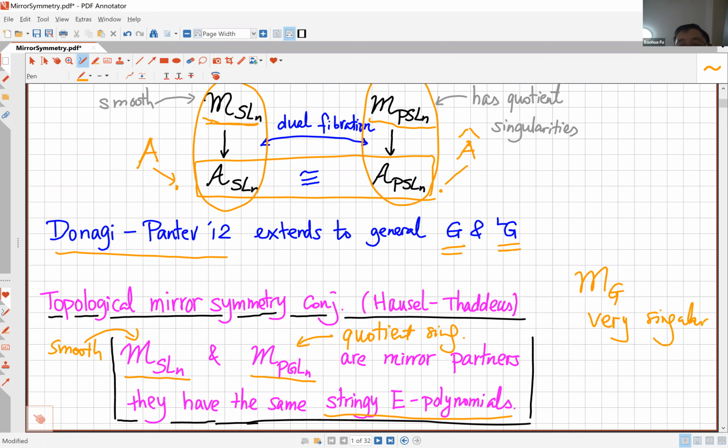It's so singular that we cannot define this stringy E polynomial. So to define this stringy E polynomial, we need some conditions on the singularity. And this is why they only stated this conjecture for type A.